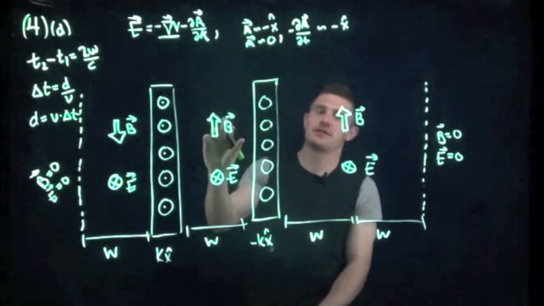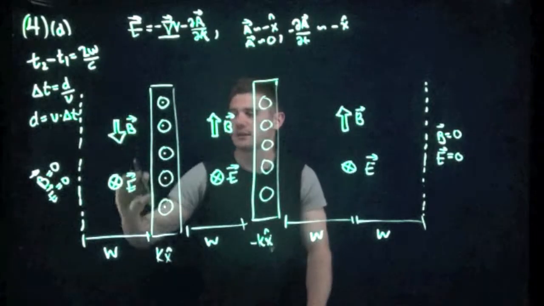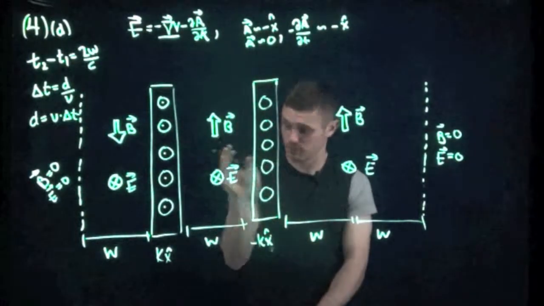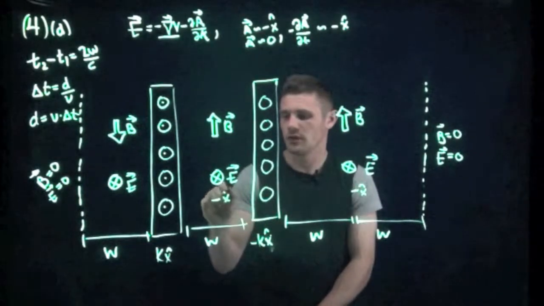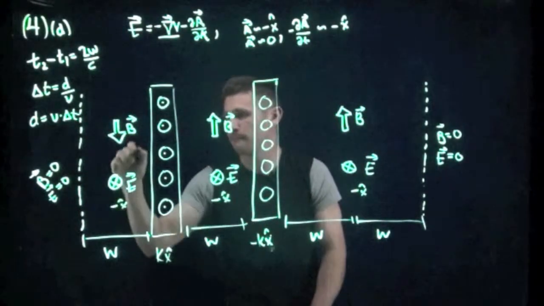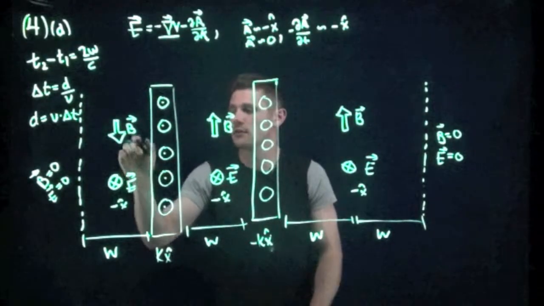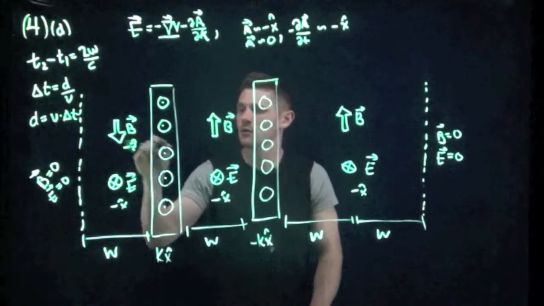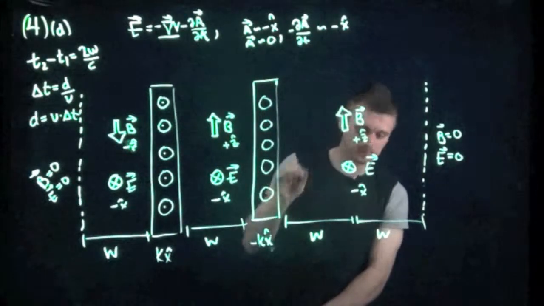So B is positive x hat, positive z hat, positive z hat, negative z hat, and then these are all in the negative x hat directions. Maybe I'll write those down just so we can see them. Sorry, negative z hat, positive z hat, positive z hat.